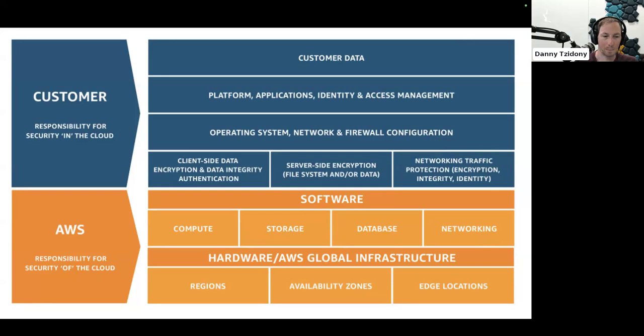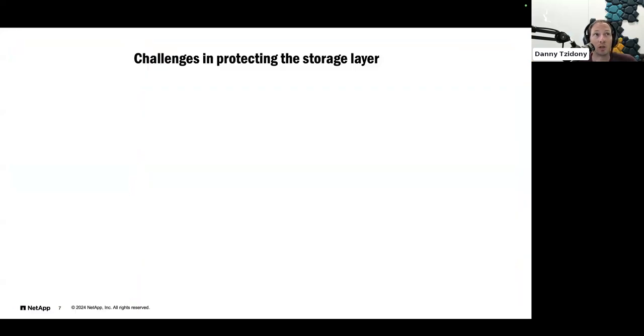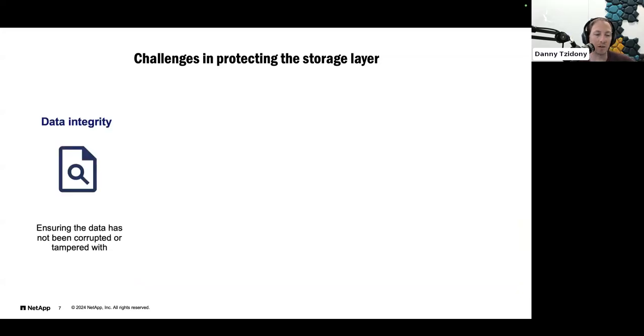Thank you, Tom. So let's talk a bit about the challenges specifically in protecting our storage layer, since it is part of our responsibility. We get very good tools on different layers allowing us to protect our data, but essentially it's up to us to make sure that we use them the right way, which is appropriate to us and would protect us from threats as best as possible. So the first thing is data integrity. We need to ensure that our data has not been corrupted or tampered with, and if it has been, how can we quickly recover from that?